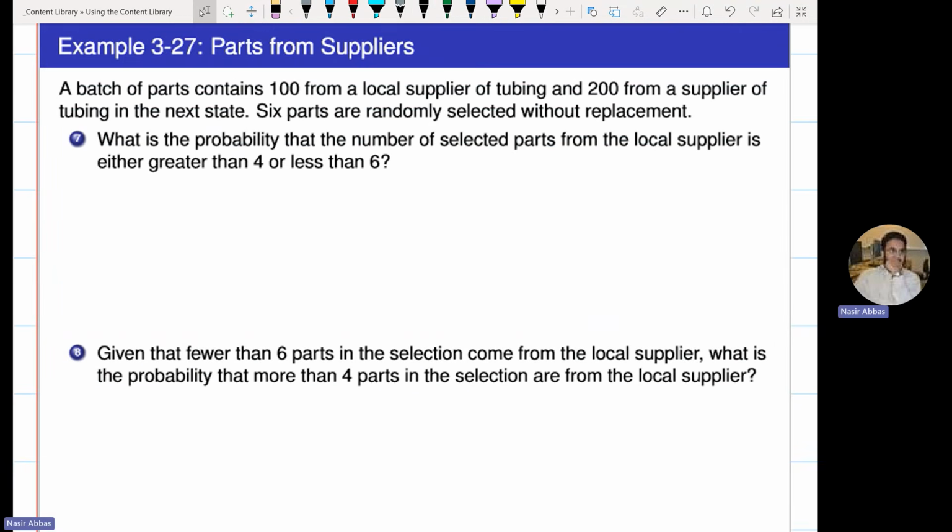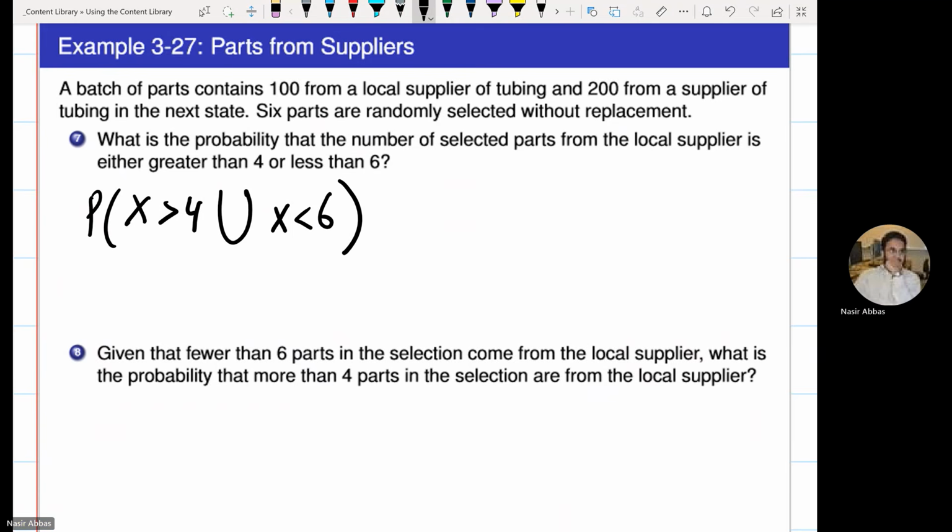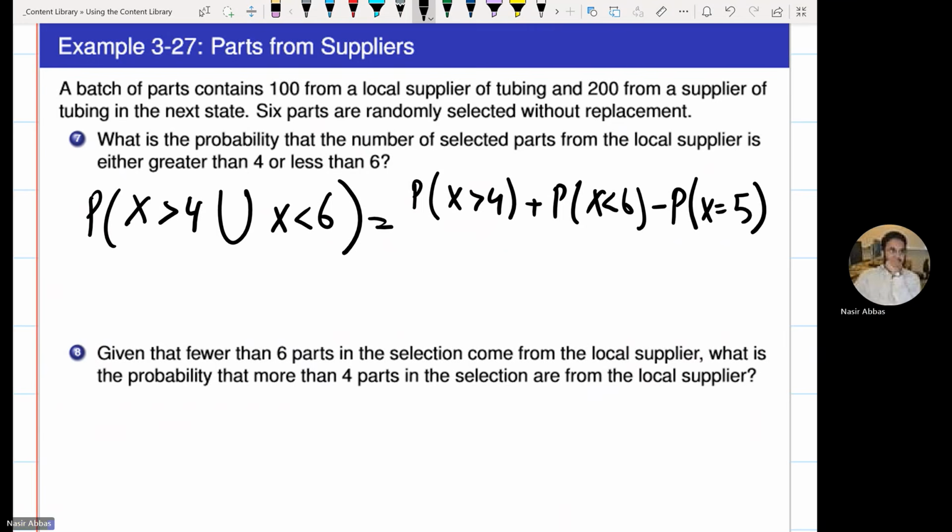What is the probability that the number of selected from local supplier is either greater than 4 or less than 6? Either greater than 4 or less than 6. Or means union, not intersection. So apply the union formula: A plus B minus, what is the intersection between greater than 4 and less than 6? Only 5. Only 5 is the number that is greater than 4 and less than 6.